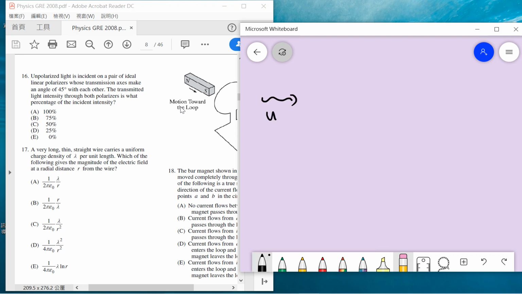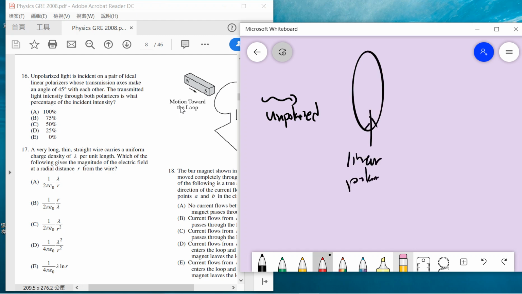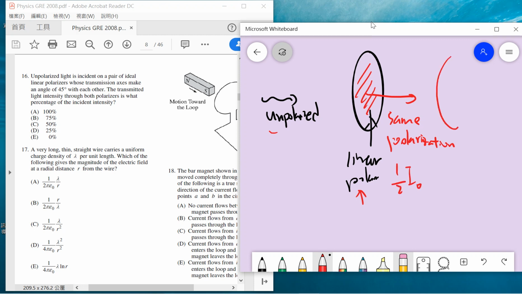So basically, you need to know that you have unpolarized light going through some linear polarizer. After this polarizer, the light will have the same polarization. So the intensity is half of the original.